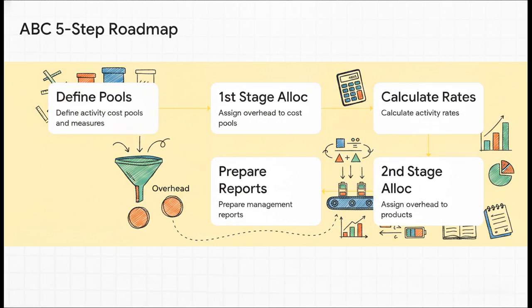First, define the pools and measures. Second, assign overhead in the first stage. Third, calculate rates. Fourth, assign costs to products in the second stage. And fifth, prepare the reports. Let's walk through it together.